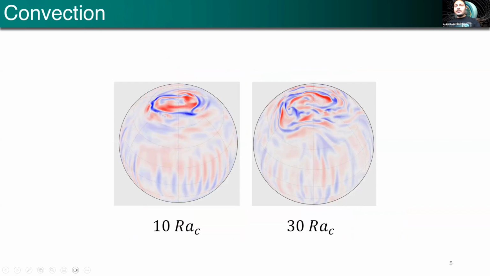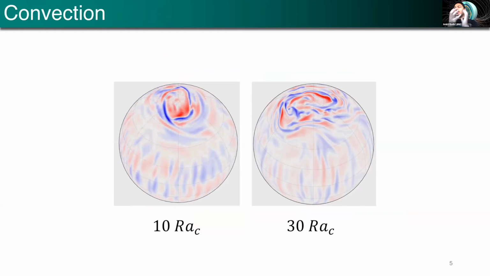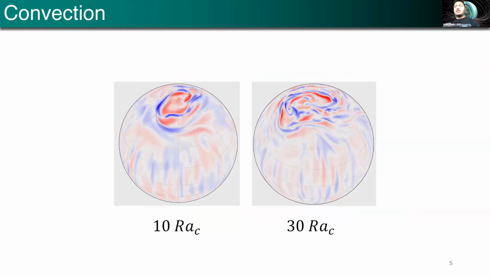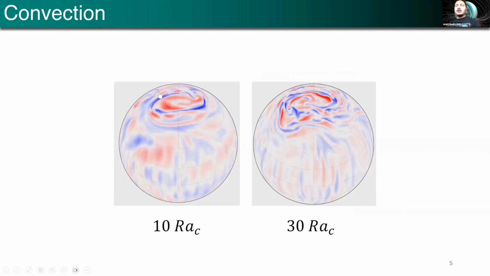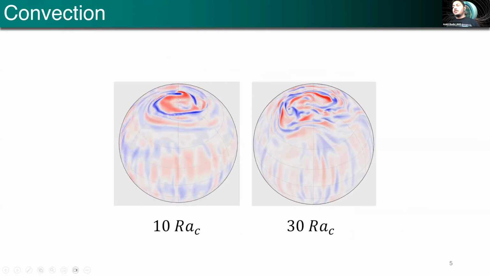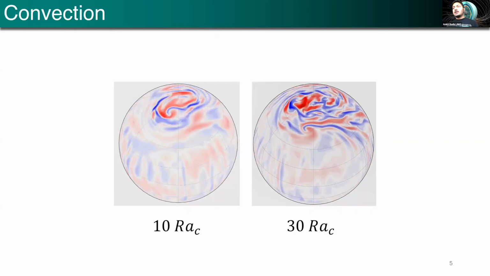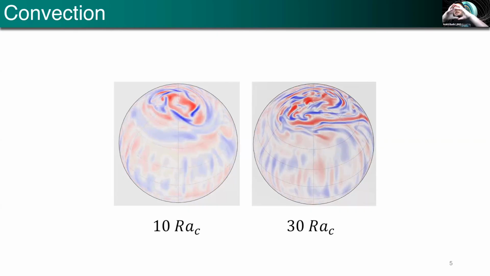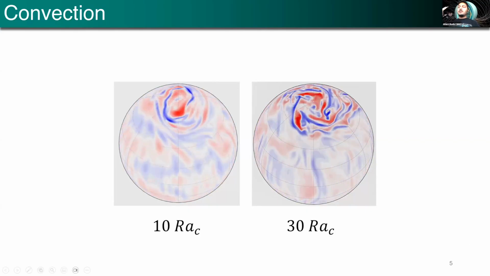Then, of course, you can impose convection on top of it, and you can see how it coexists with this large-scale inertial mode. For 10 times supercriticality in convection, you see a clear signature of the mode near the poles, while near the equator, you see more of the convection. And then for 30 times supercriticality, even though you see less of the large-scale signature, you still see a clear signature of the mode near the poles.